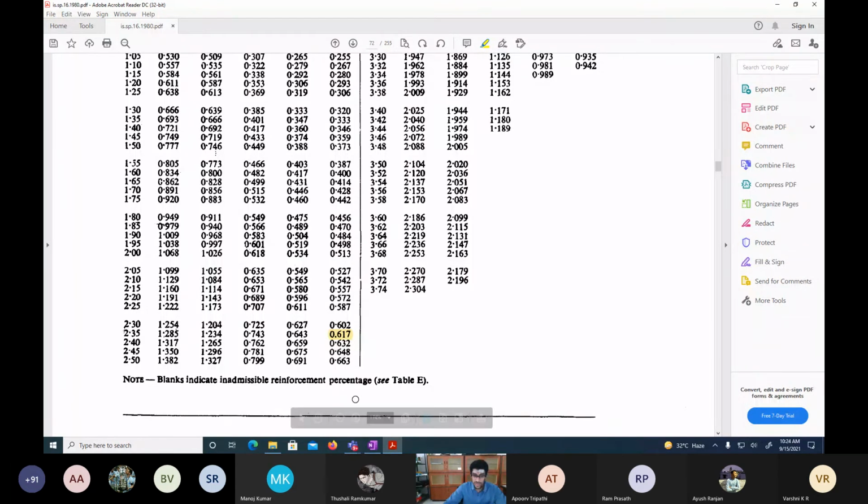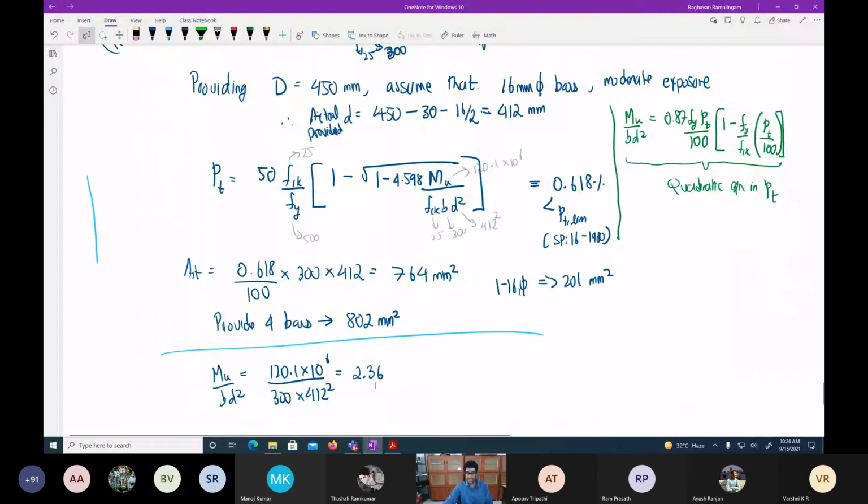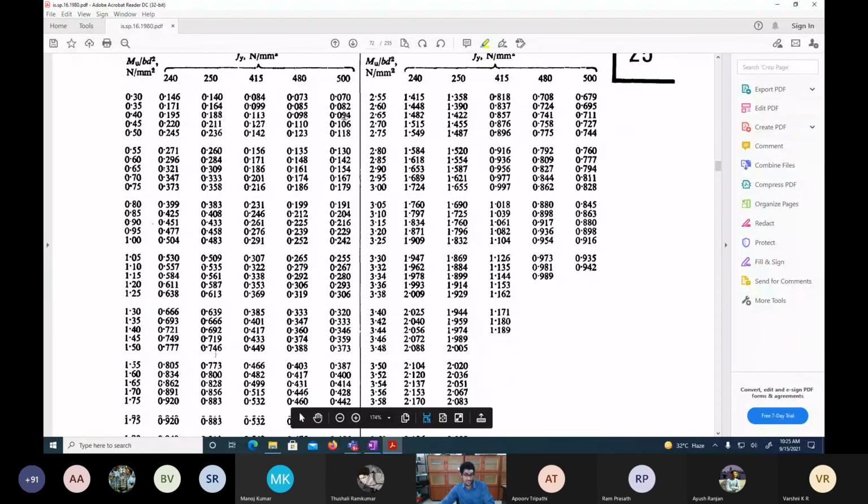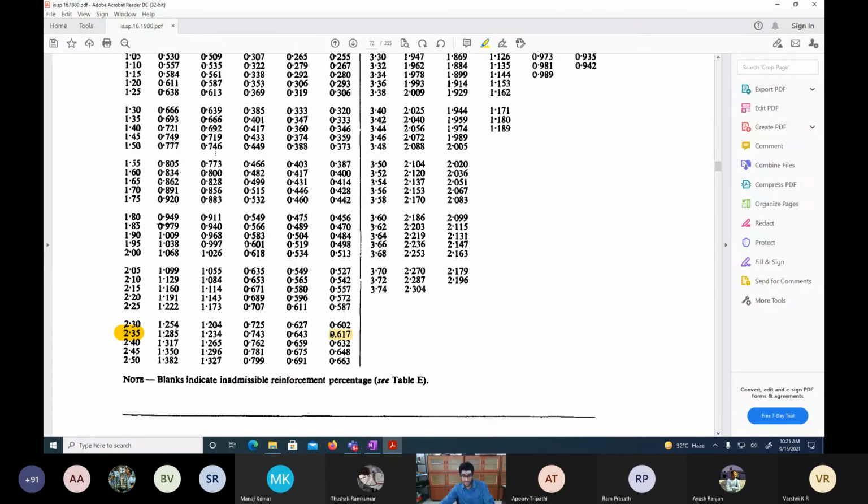Do you see 0.617? Here you got 0.618. Can you see how both methods are relatively equivalent? Are you able to see what I highlighted over here? Okay, so it's the same thing too. You find MU by BD square, go to the appropriate value of 500, and the value of steel, and you pick out the percentage of steel, you will get it.